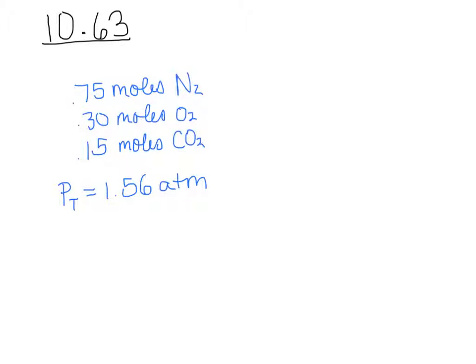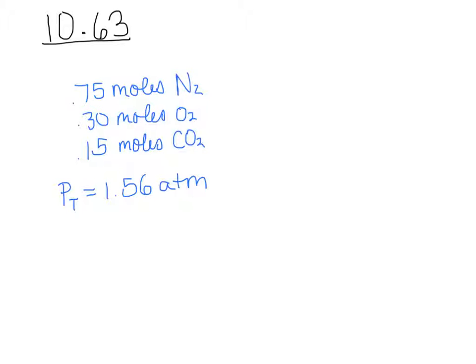So this is problem 10.63, and in this problem it gives you 0.75 moles of nitrogen gas, 0.30 moles of oxygen gas, and 0.15 moles of carbon dioxide. And it tells you that the total pressure is 1.56 atmospheres. And the question asks, what is the partial pressure of each?